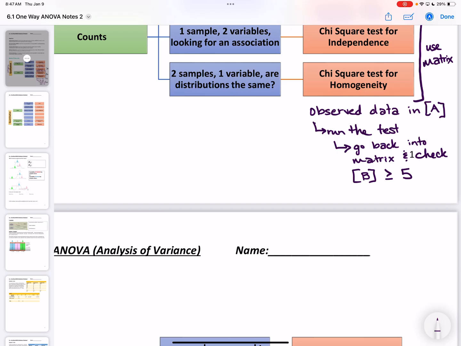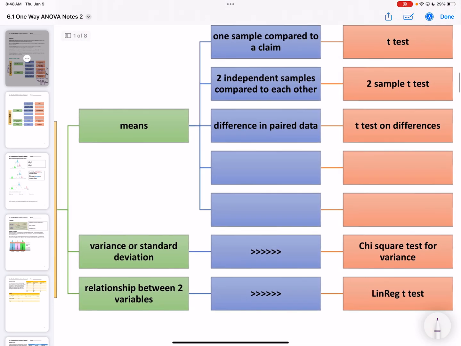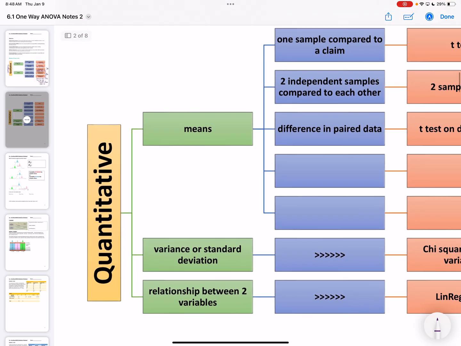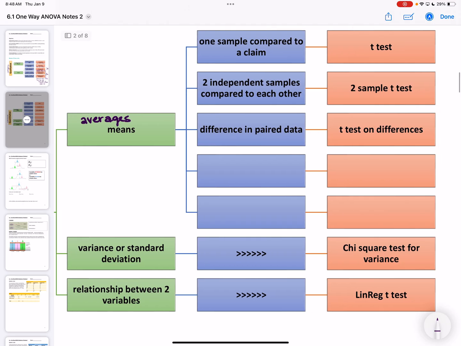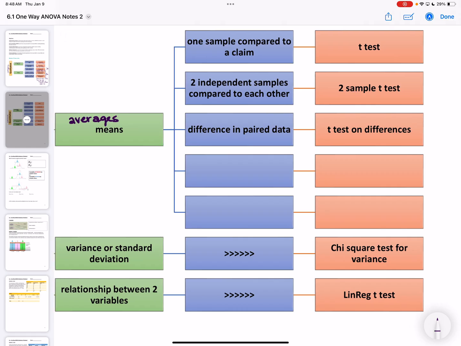Anybody? So those are all the tests we've run so far for qualitative, okay? For quantitative, that is if you have measurements. So if you have measurements and you're looking at means, which is also called averages, okay? So I can say means or averages. If it's one sample compared to a claim, that's just a regular t-test, okay?